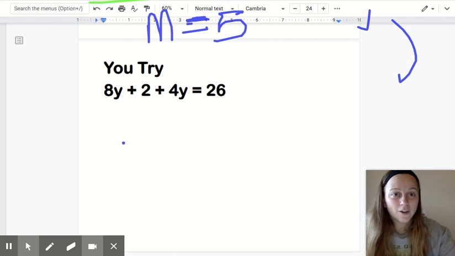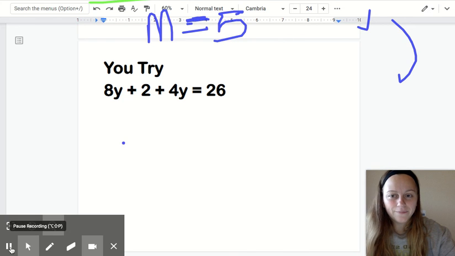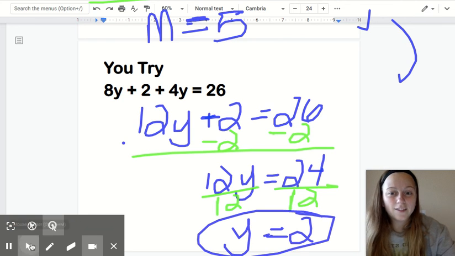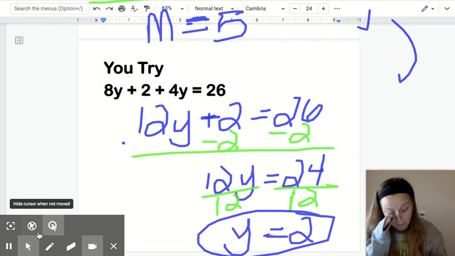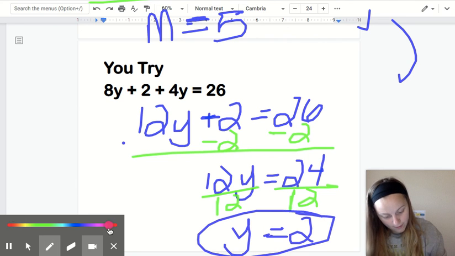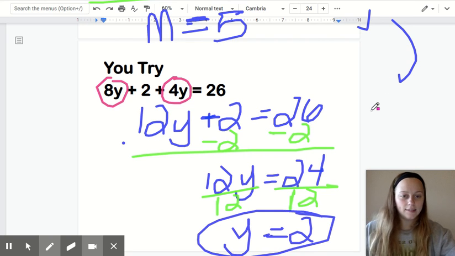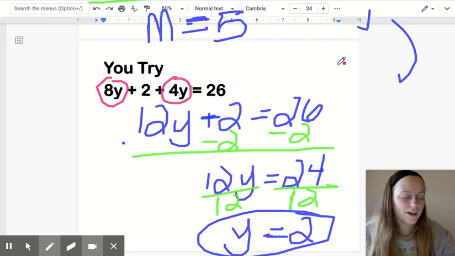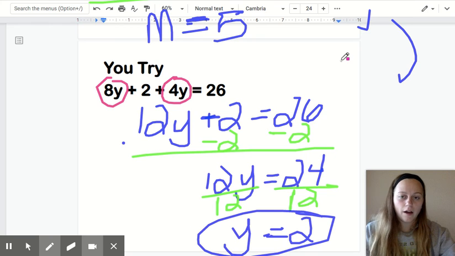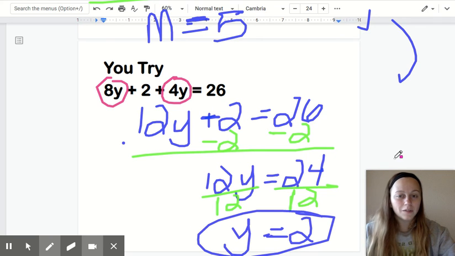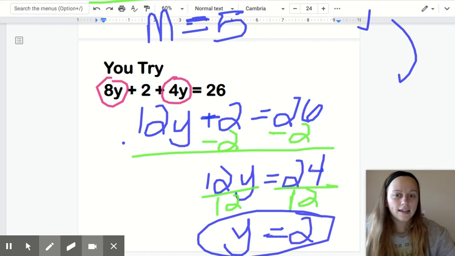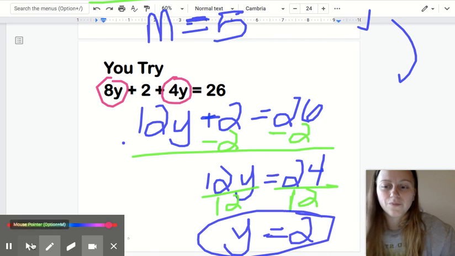All right, here is the correct answer for this one. So here I combined my 8y and my 4y to get 12y's. My plus 2 can't be combined with anything because there's no variable on it. So I have my new equation of 12y plus 2 equals 26. Subtract 2 from both sides. Then I can divide by 12 on both sides to get y equals 2.